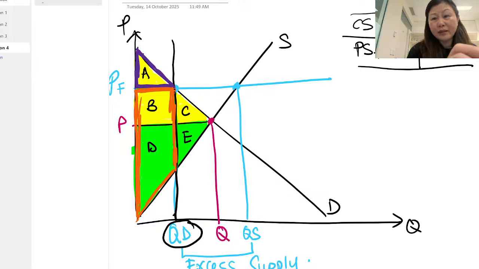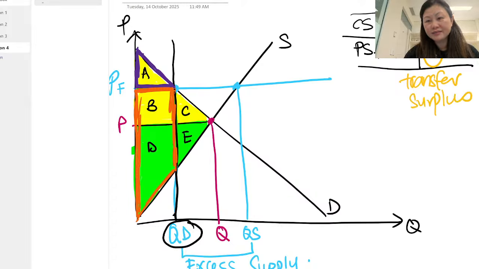So now you know what we are looking at, right? So we know that this B came from here, and that is called a transfer surplus. Now, that's the part of the policy that was successful because the surplus got transferred from the consumers to the producers, which is the aim of the policy. The lucky producers that are able to sell the good can sell it at a higher price. So they are gaining some extra surplus.